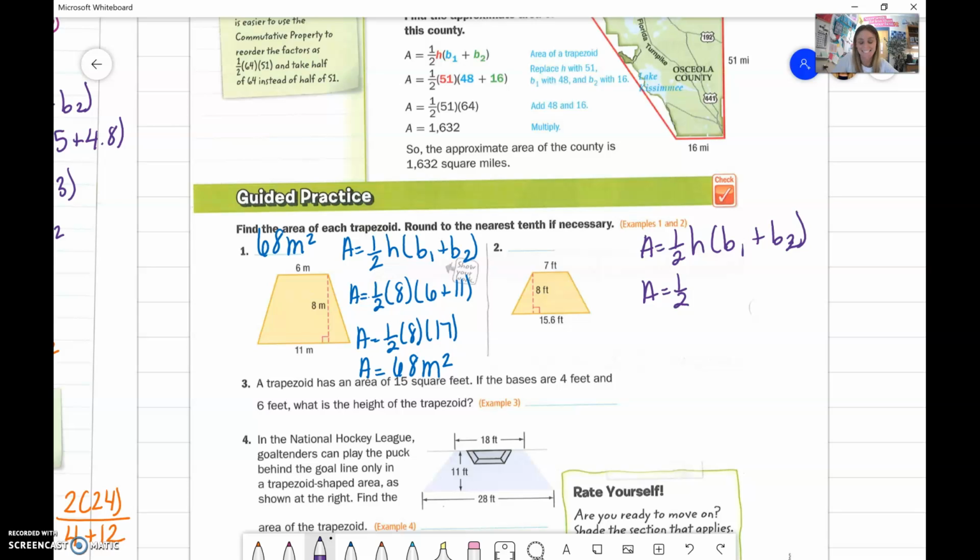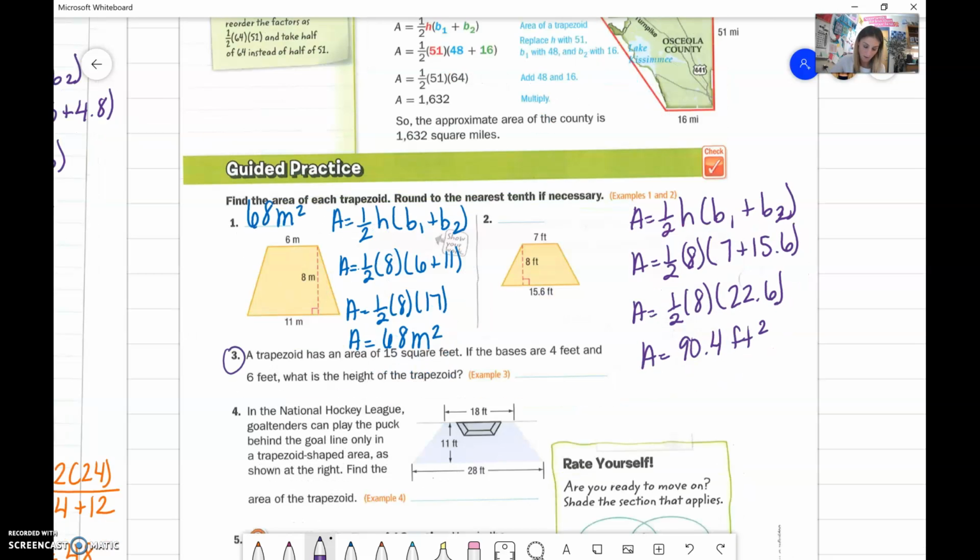Okay, height. Height is 8, so we're going to replace the h with 8. Base 1 is 7 plus base 2, which is 15.6. So now I'm left with area equals 1/2 times 8, and then 7 plus 15.6 is 22.6. And when I multiply all those together, I'm going to get an area of 90.4, and it looks like it is feet squared. Okay, so now let's do a quick missing dimension on number 3.